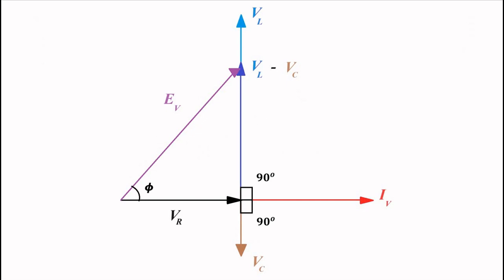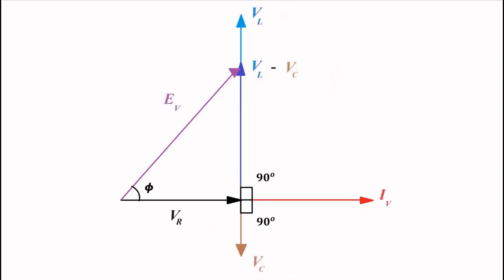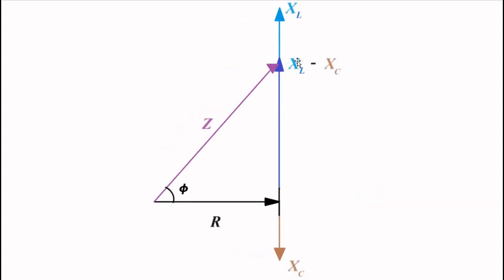So this is the voltage triangle, and here this is the impedance triangle. If we divide all the other parameters by the current, we will get the impedance triangle. And this is XL minus XC, which is the difference between the inductive and capacitive reactance.